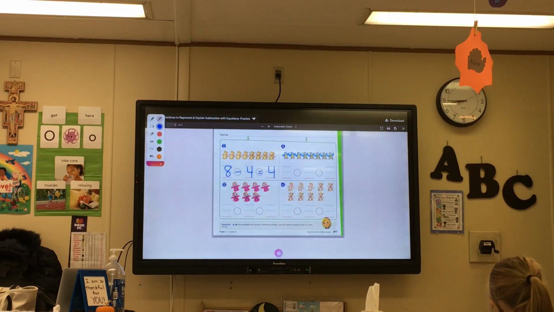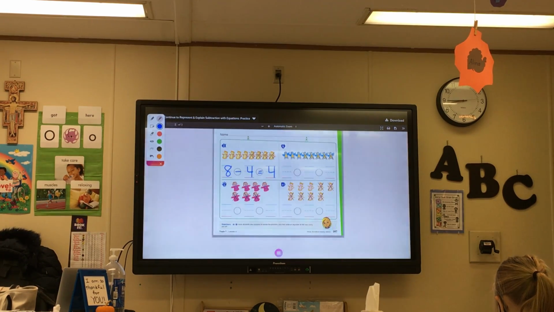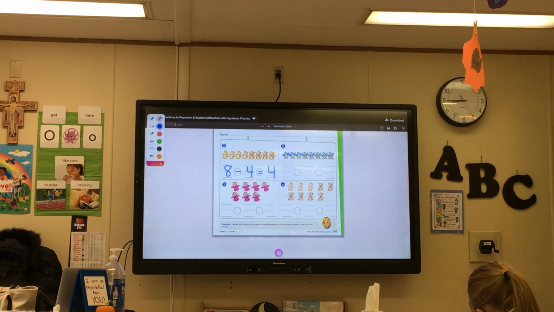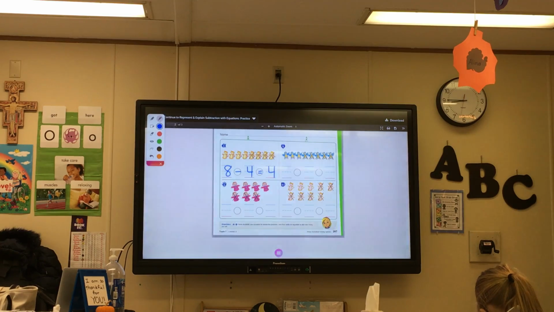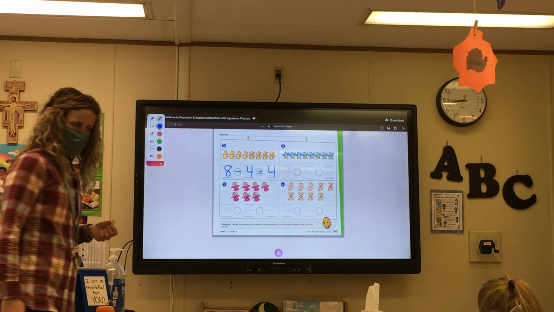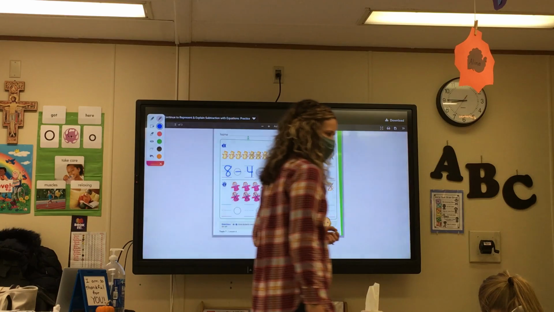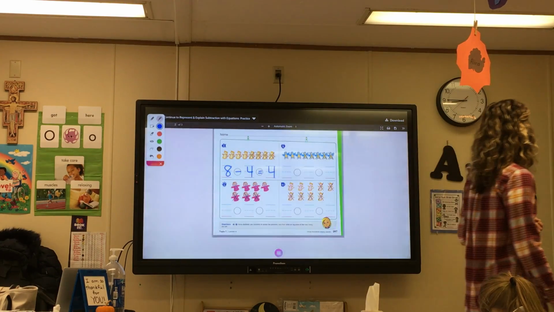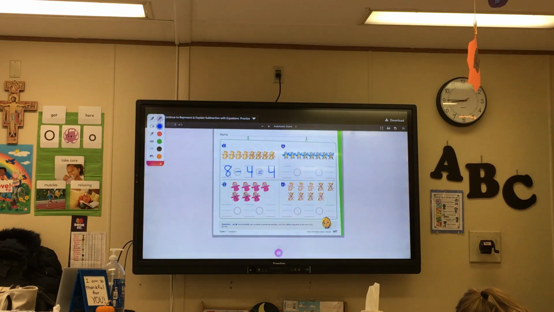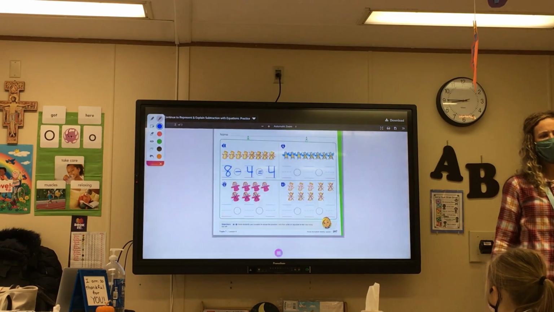Minus, come on, Ben, get started. Minus how many are crossed off, how many are being taken away. Then equals how many are left. What's the difference? Write your numbers. Put your pencil on top of your box when you're done so I can see how many of us are ready.